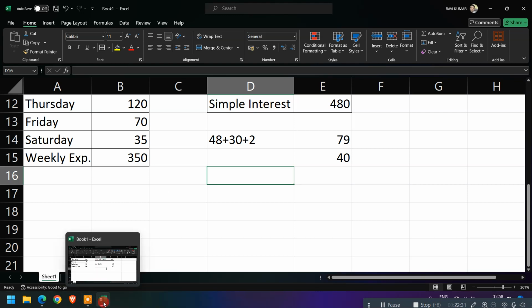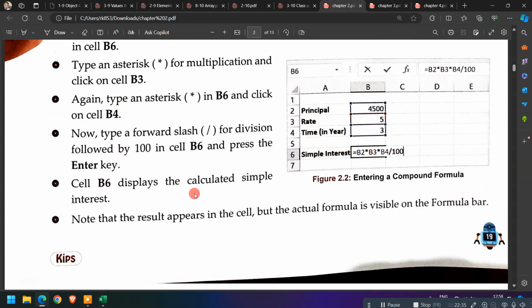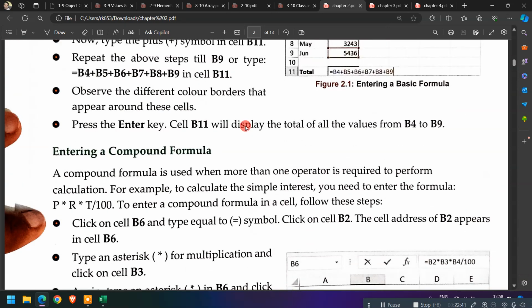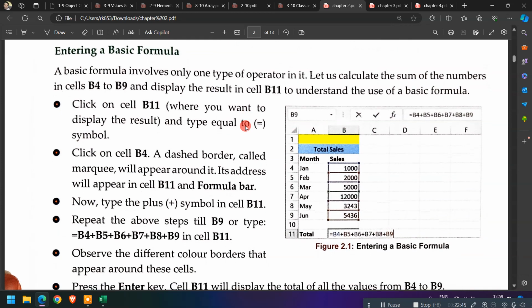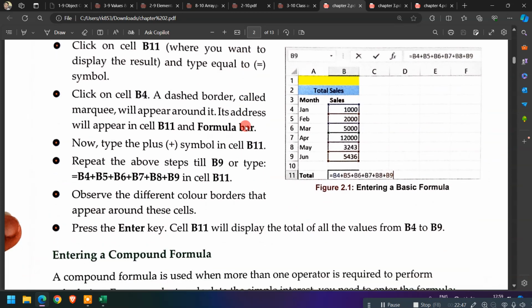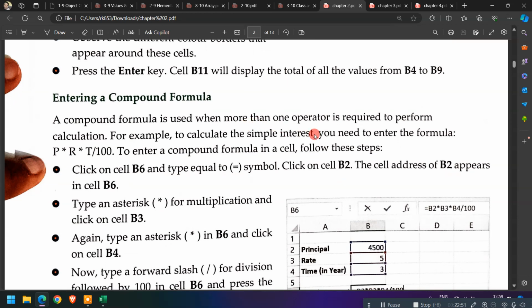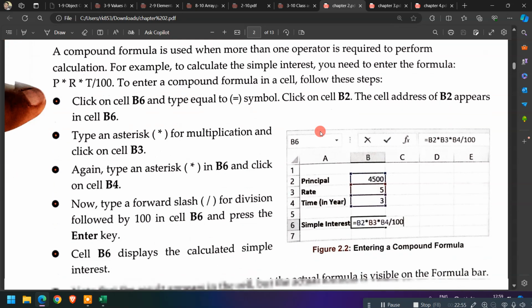Okay, next. I hope you have understood how to use the compound formula. What is the basic formula and compound formula? The formula which contains only one type of operator is known as a basic formula, and the formula which contains more than one operator is known as a compound formula.